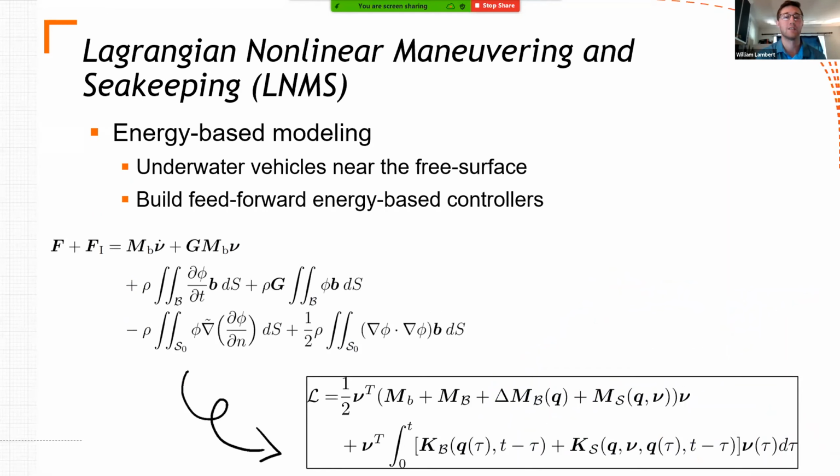So this Lagrangian nonlinear maneuvering and seakeeping model, shortened LNMS, was developed by Virginia Tech pretty recently, and it is an energy-based model primarily used for underwater vehicles that are operating near the free surface where there are dynamic wave effects. It's being used to build feed-forward energy-based controllers for depth keeping and seakeeping for these underwater vehicles.